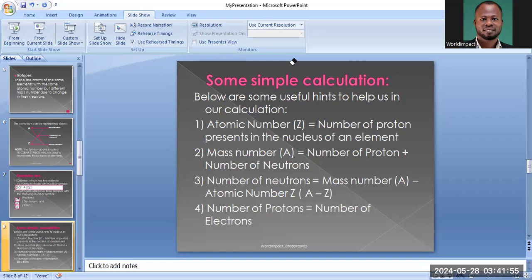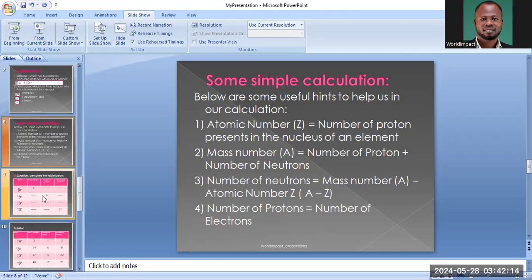Now, we can actually deduce the third equation from the second, for students who are very good in their mathematics. And the fourth one: number of protons equals number of electrons. That is necessary for us to take note of, as it's going to be of great help to us in our calculations. Okay, let's look at this table below.